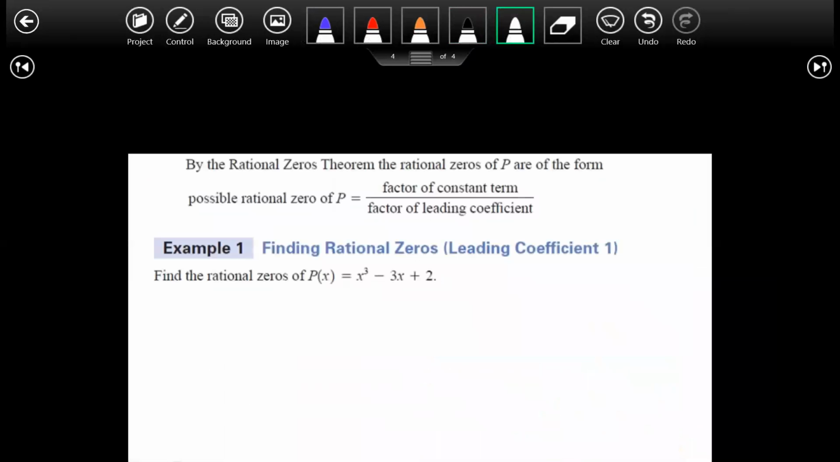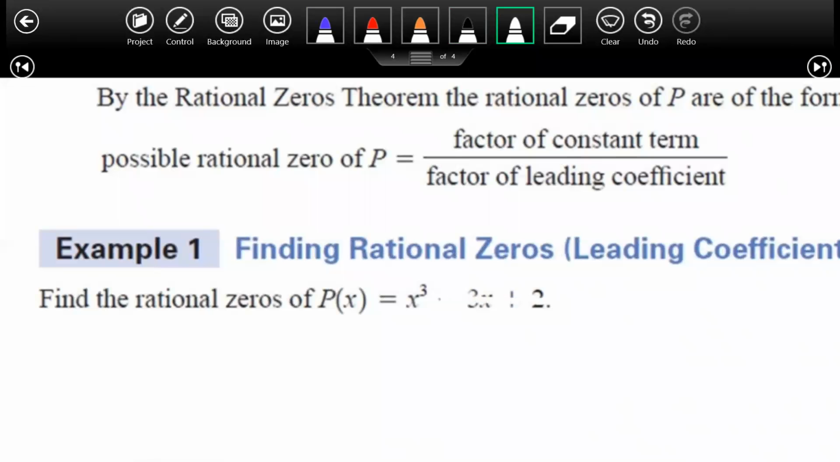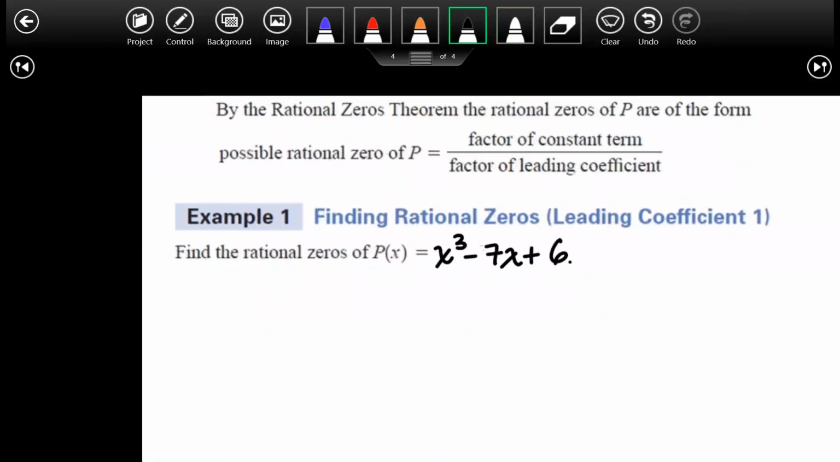Now, before we move on to this one, I'm actually going to change this problem. So copy down the example. We're going to use this example up here. Finding rational zeros, the leading coefficient happens to be 1. What happens when the leading coefficient is 1? Find the rational zeros for this.